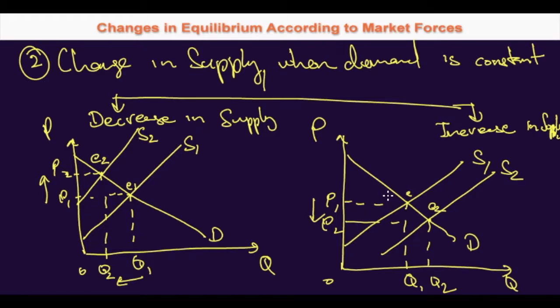So this is how we can illustrate the two scenarios. When there is a change in supply, what happens to the market equilibrium? If there's a decrease in supply, the market equilibrium is going to go higher, and the price would be higher at P2. And when there's an increase in supply, the price is going to drop from P1 to P2.